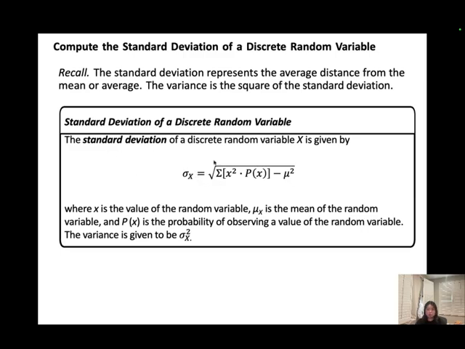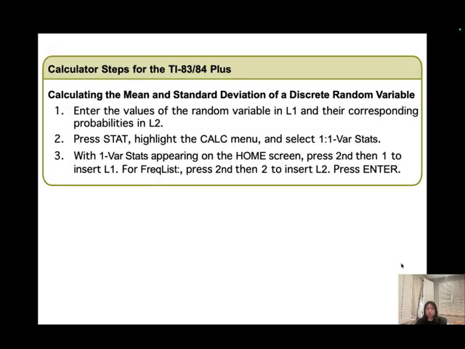We have the formula for the standard deviation of a discrete random variable. You need to find the mean first. Then take x squared times P of x, add it all up, and at the end subtract the mean squared. For the variance, you take the square of the standard deviation. And this is how you use the TI-84 calculator to find the mean and the standard deviation for the discrete random variable.